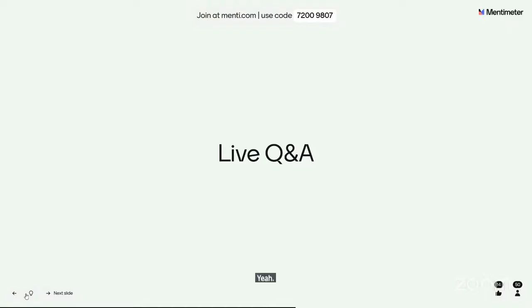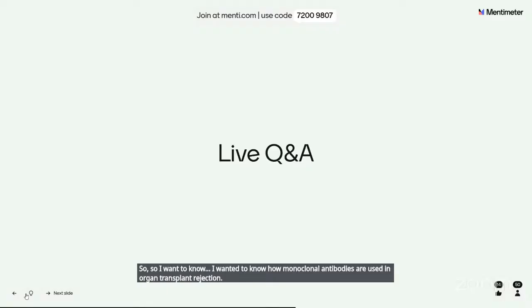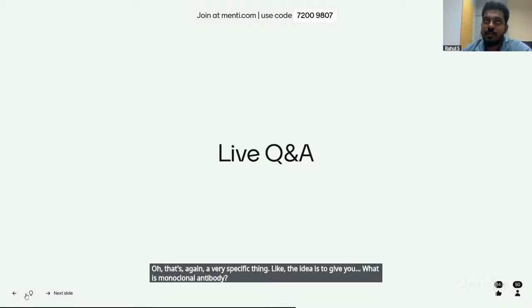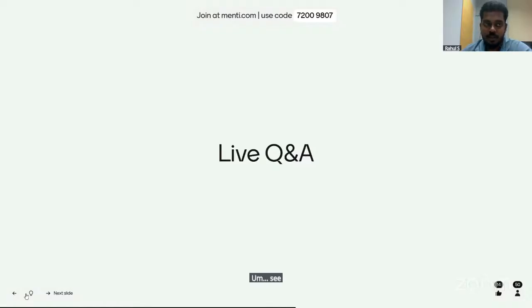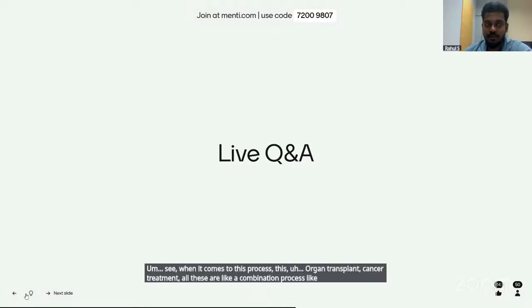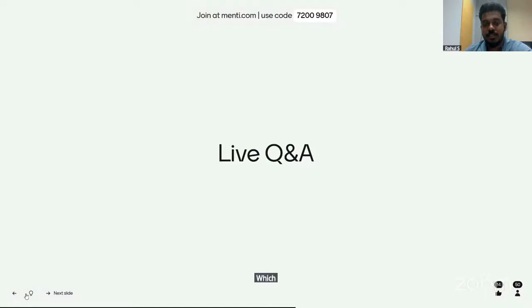I wanted to know how monoclonal antibodies are used in organ transplant rejection. Oh, that's again a very specific thing. The idea is to explain what a monoclonal antibody is. When it comes to organ transplant and cancer treatment, these are combinational processes, as we said before, which is again a doctoral process, very specific to the patient.